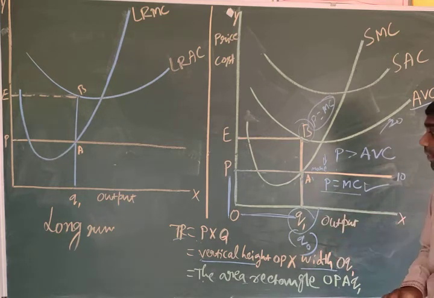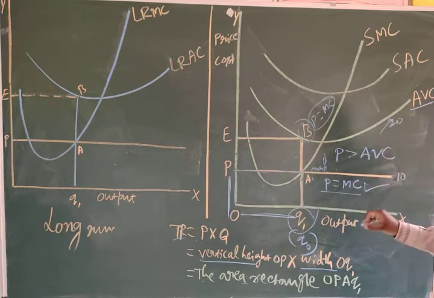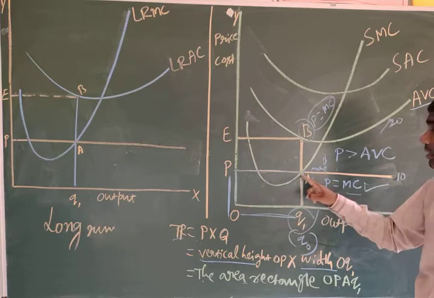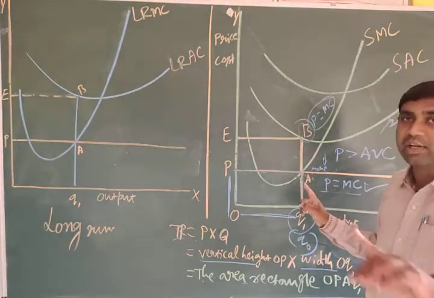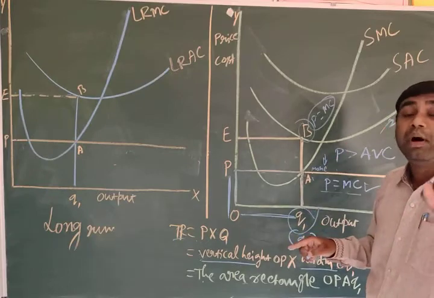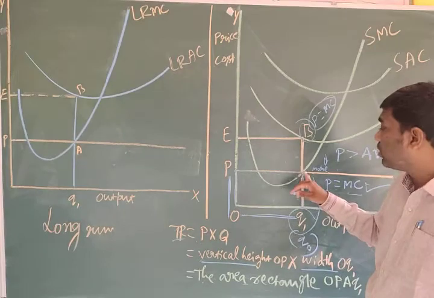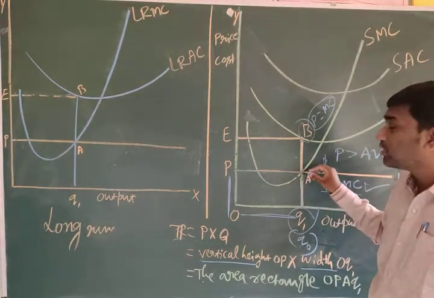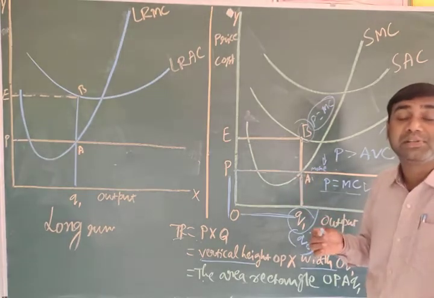Once again I repeat, according to the three conditions. First condition, price should be equal to MC. Is there? Yes, exactly. This is the price line, this is the MC, marginal cost, both are right. First condition is clear. Second condition, marginal cost curve should not decrease at Q0 or Q1. So it's not decreasing. It is increasing. Your second condition is also fulfilled.